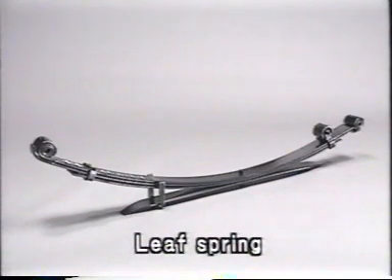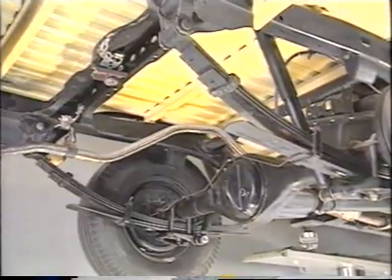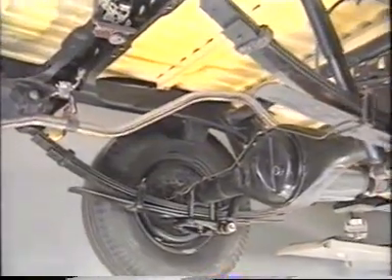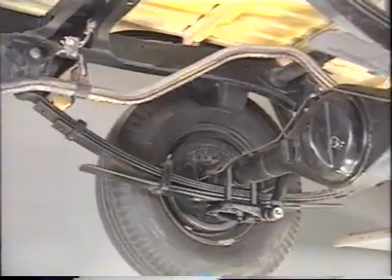Leaf springs use the bending elasticity of steel plates. They are made of several slightly curved, long and short steel plates stacked together. The larger the number of steel plates, the greater the load they can support. For this reason, leaf springs are mainly used on commercial vehicles.